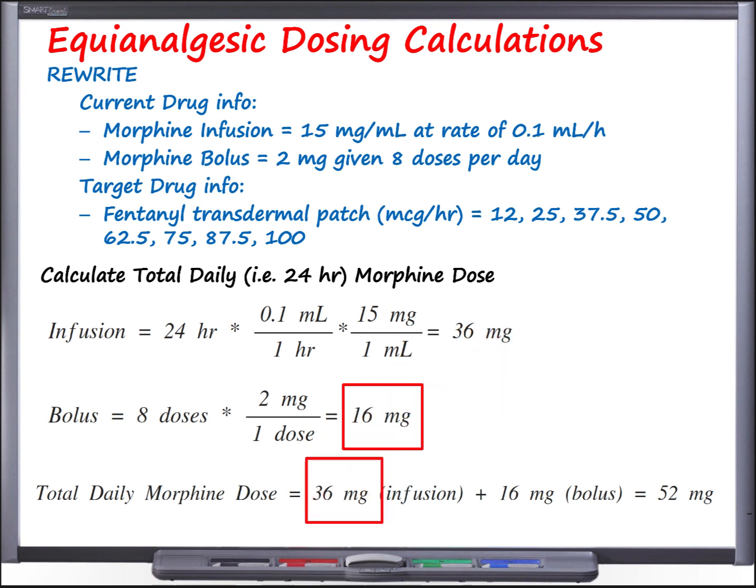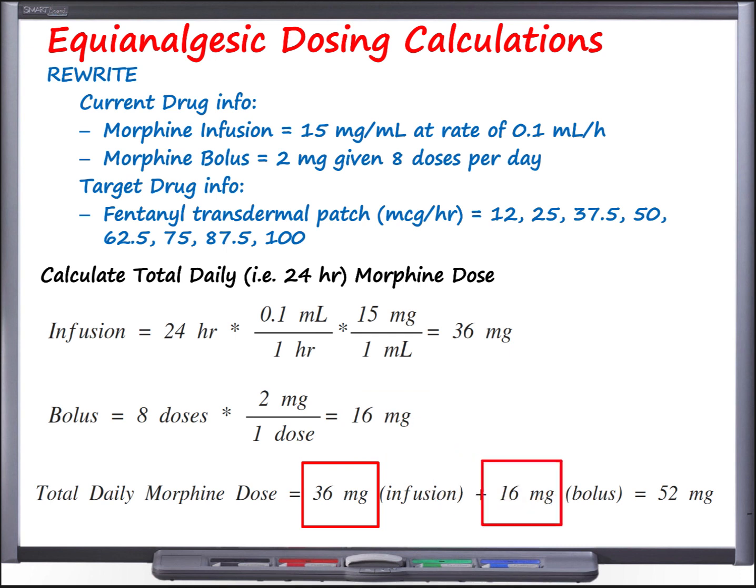All right. So the next step is to calculate the total daily morphine dose for both. So basically, we're going to add the 36 milligrams they're getting from the infusion to the 16 milligrams they're getting from the bolus, and you add that all together. You can see this patient is receiving 52 milligrams of morphine per day. And I love my little animation there, so hopefully that helped. All right. Now, keep that in mind. 52 milligrams of morphine per day.